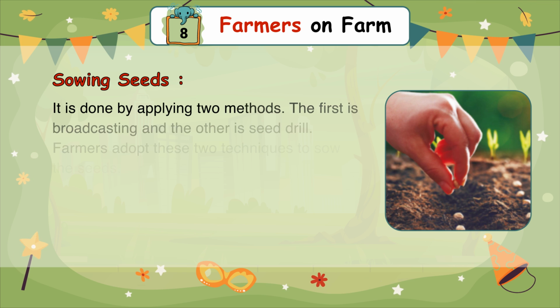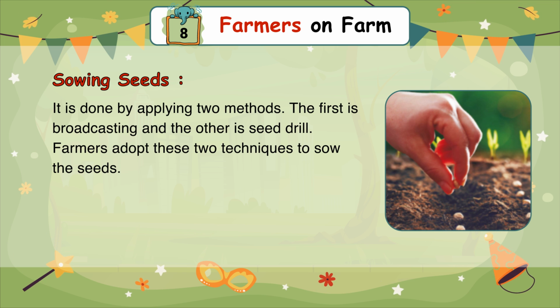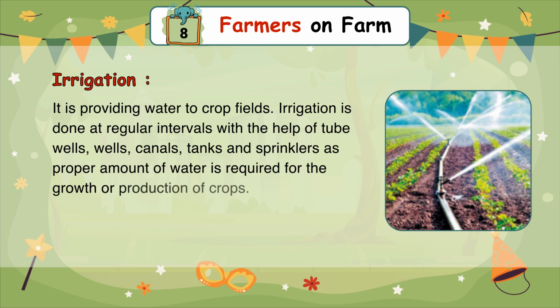Sowing seeds. It is done by applying two methods. The first is broadcasting, and the other is seed drill. Farmers adopt these two techniques to sow the seeds. Irrigation. It is providing water to crop fields. Irrigation is done at regular intervals with the help of tube wells, canals, tanks, and sprinklers, as a proper amount of water is required for the growth or production of crops.